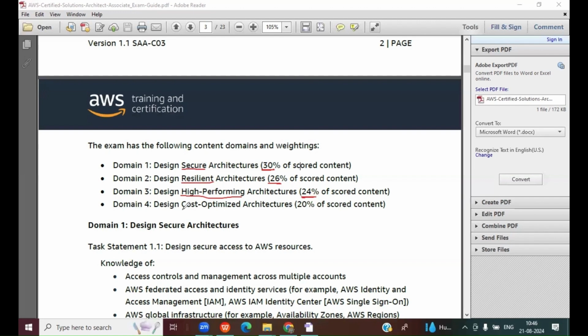Then finally, domain four, we have cost optimized architectures. So how do you achieve cost optimization for your AWS environment? By selecting the right service for the right requirements. That contributes 20% of the overall exam questions. So ideally, these are the four domains from which we can expect questions for the certification exam: security-based services, services that offer high availability, services that offer high performance, and services that provide optimum cost.